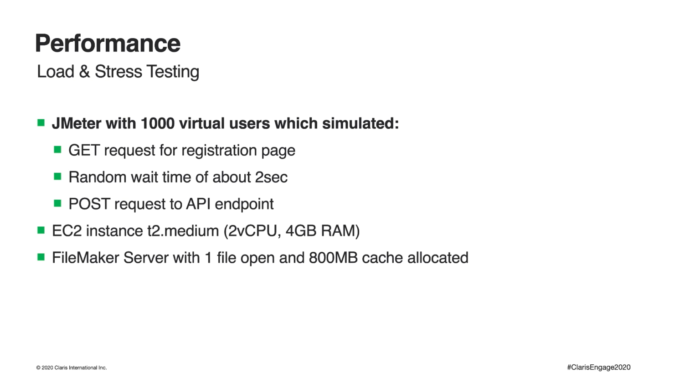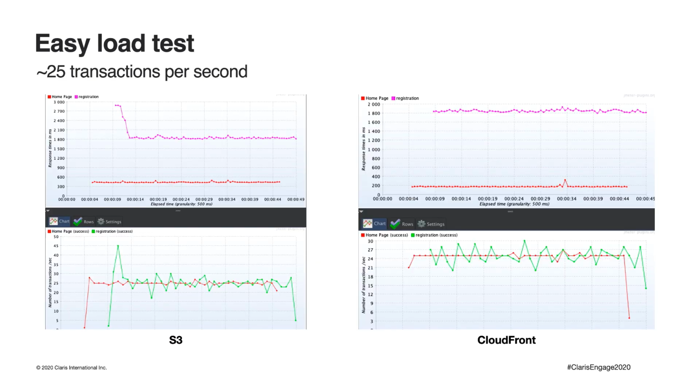Now the FileMaker server had only one open file and 800 megs of cache allocated. And this is certainly a small server, and it's customary to see the next tier of EC2 instance for a small business. The first load test I did was to run 25 transactions every second. That's ramping up 1,000 users over a 40-second period.